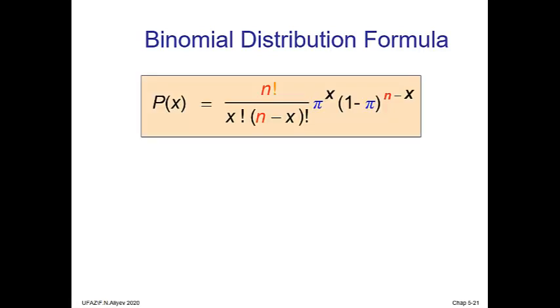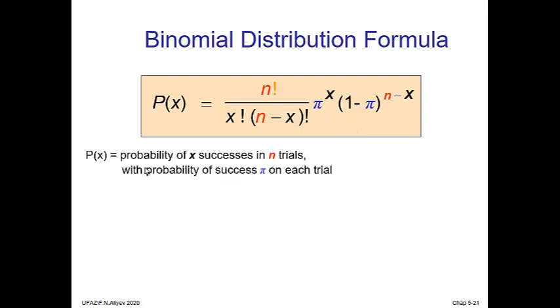Here is the binomial distribution formula. In this formula you have three parameters: x, n, and pi. What do we have in this part? This is actually the formula for the combination n choose x, okay? And here you have pi to the power x, where pi represents the success, and 1 minus pi to the power n minus x.